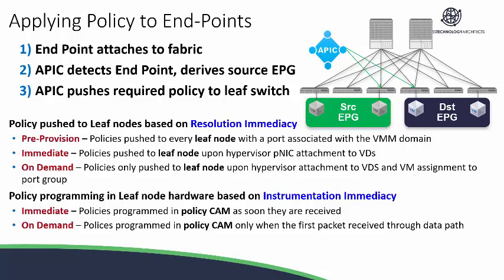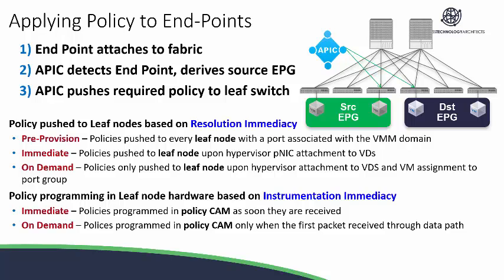Resolution immediacy is at the APIC level. With pre-provision, the policies are pushed to every leaf node with a port associated with the VMM domain. With immediate, the policies are pushed to the leaf node upon the hypervisor physical NIC attachment to the VDS. And on demand, the policies are only pushed to the leaf node upon the hypervisor attachment to a distributed virtual switch and VM assigned to the port group. So these are all very easy to do.